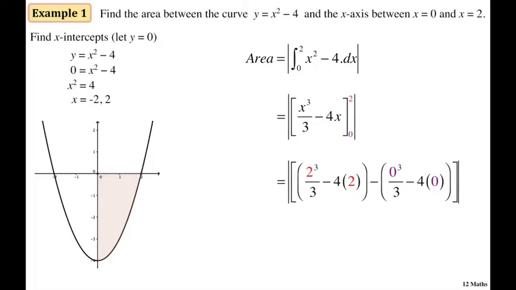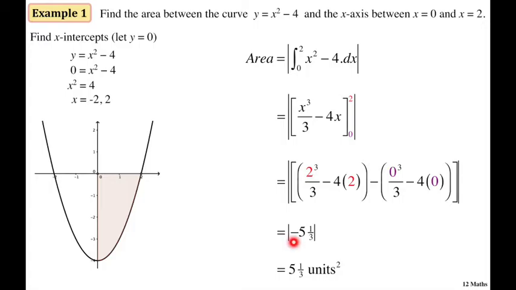So there we go. x becomes 2, so 2 cubed over 3, minus 4 lots of 2, so that's putting in 2, minus, now we put in a 0 wherever we see x, and you'll get 0 cubed over 3 minus 4 lots of 0. The trick is to put that into your calculator and see what answer you end up with. And when you do that, you end up with minus 16 over 3 or minus 5 1/3. But the absolute value signs basically say, ignore the minus, the area is 5 1/3 units squared.